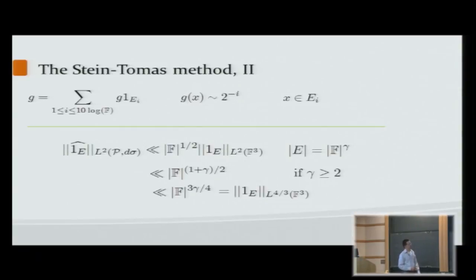So what have I shown? I'm trying to prove that the L2 norm of an arbitrary function, this norm right here, is upper bounded by the L4/3 norm of an arbitrary function. And I can do this as long as the size of the set is greater than f to the 2. And so now I need to just consider sets where gamma is less than 2.